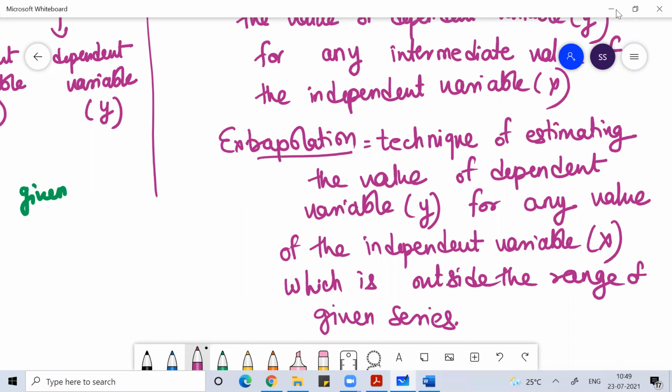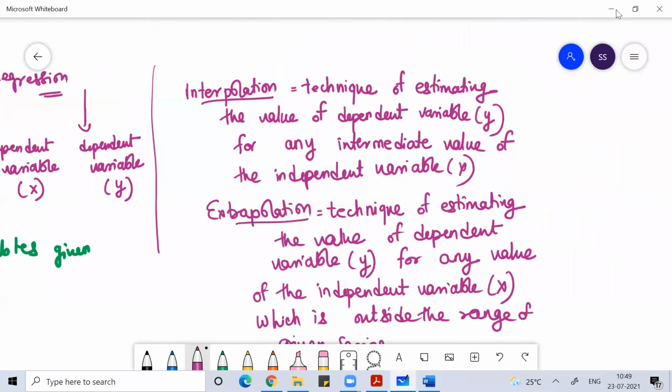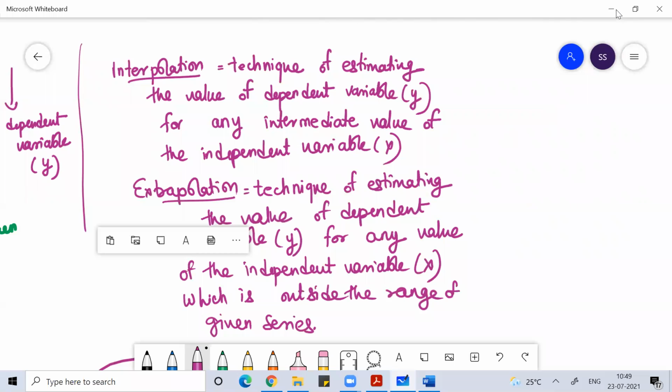Anyone, any doubt? Whatever I have taught you till now, does anyone have any doubt? Just read this. Ask me if anyone has any doubt.